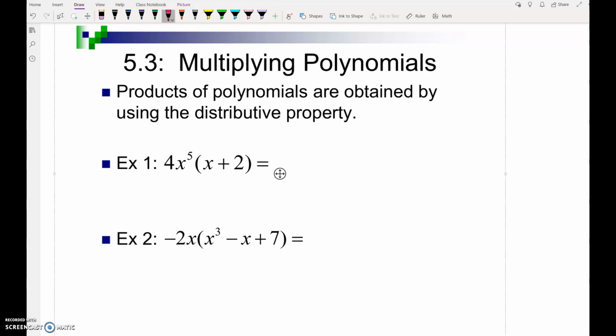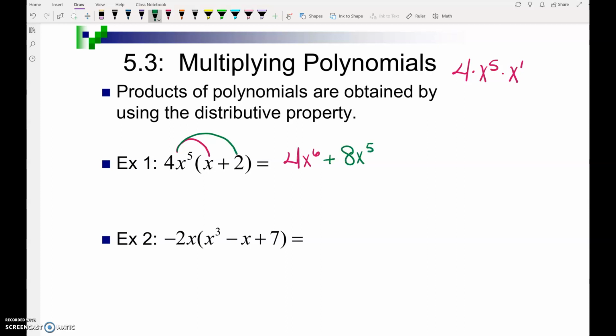So if I take 4x to the fifth times x, that's really 4 times x to the fifth times an x to the first. That becomes 4x to the sixth. So 4x to the fifth times x is 4x to the sixth. 4x to the fifth times 2, you'd multiply the 4 and the 2 and get 8x to the fifth.